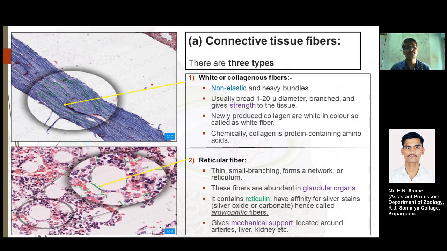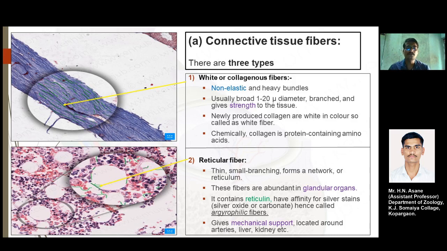There are three types of fibers which are generally seen in connective tissues. The first one is the white or collagenous fiber. These fibers are non-elastic, and heavy bundles of these fibers are located in the tendons or connective tissues, which help connect one bone to another bone, or connect one tissue with another.